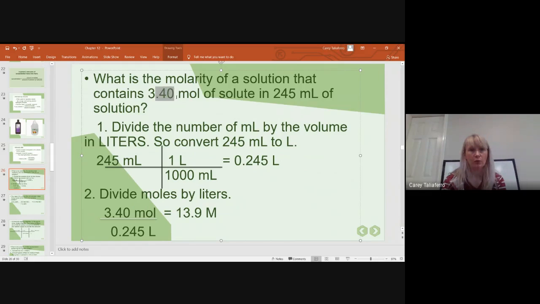Then we take the number of moles, which is already given to us in the problem, and to find our molarity, we say 3.4 moles divided by the total volume, which is 0.245. Okay. So we have a 13.9 molar solution, and we don't know what's being dissolved here. So we're just going to call it 13.9 molar. That's the way you would answer that question. Okay.